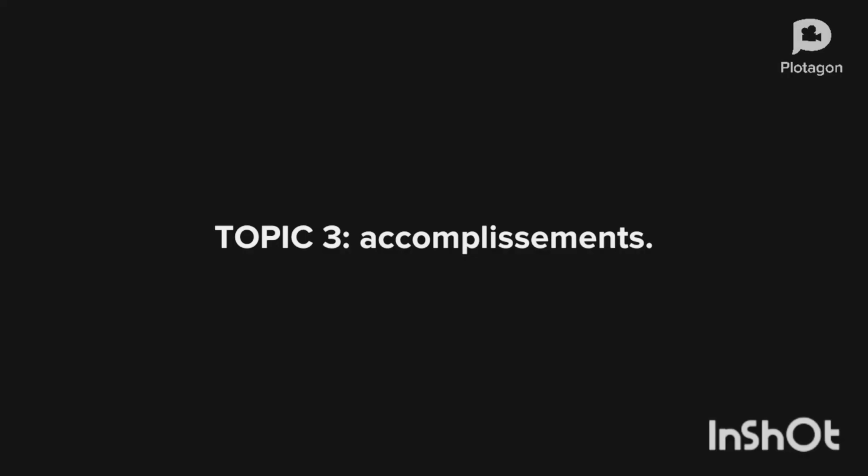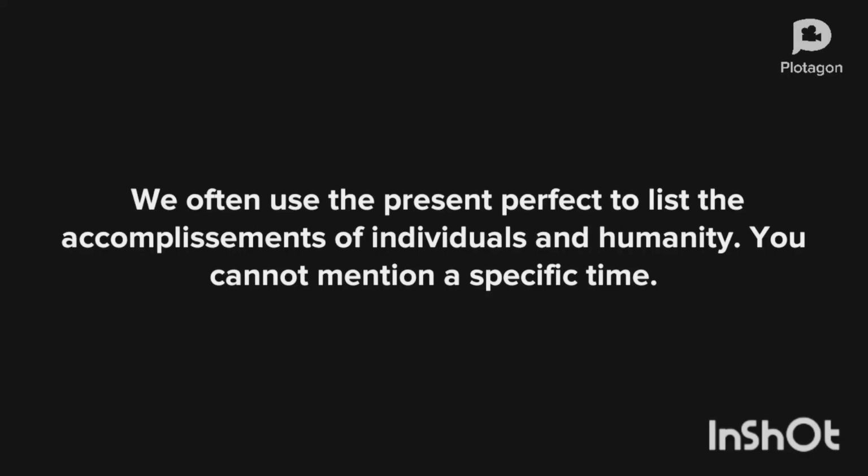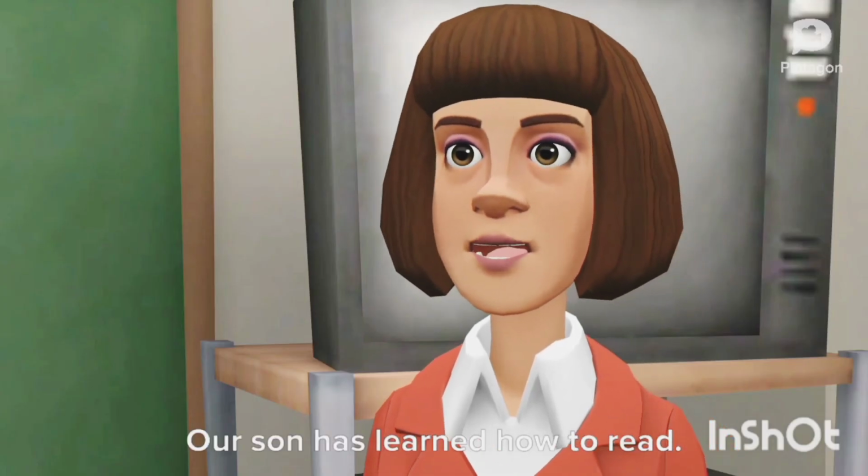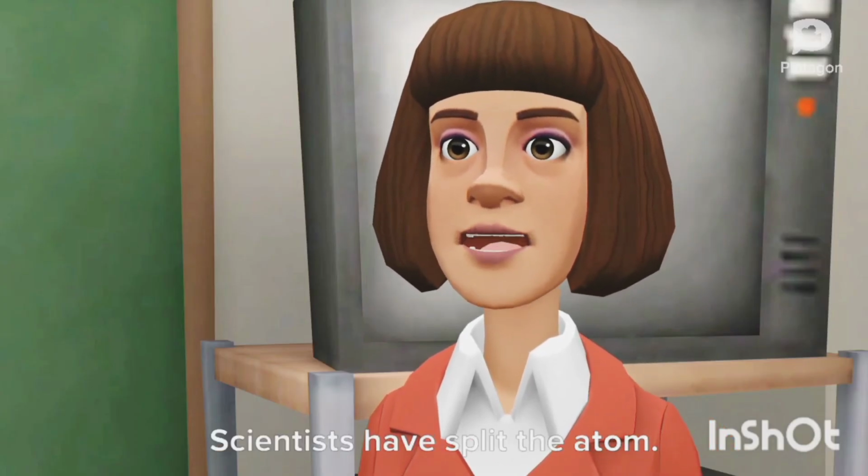Topic 3. Accomplishments. We often use the present perfect to list the accomplishments of individuals and humanity. You cannot mention a specific time. Example: our son has learned how to read. Scientists have split the atom.